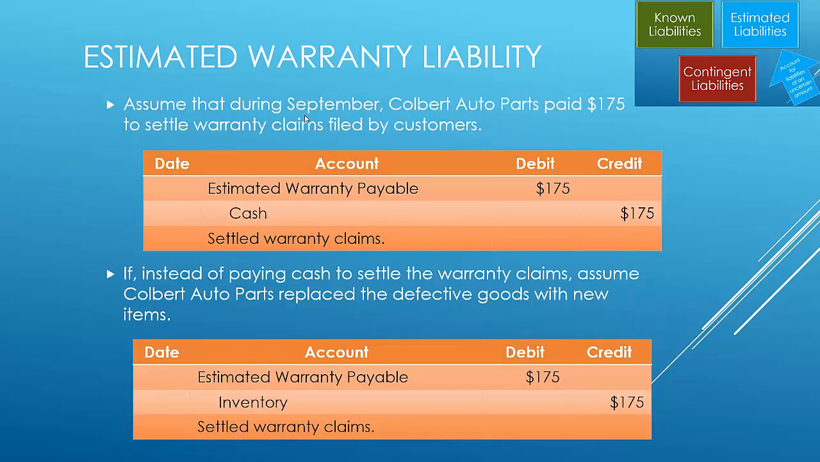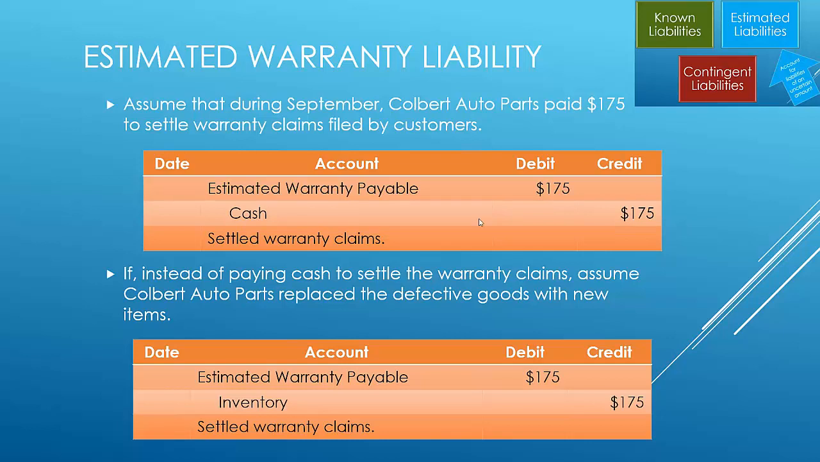So assume that during September they paid $175 for a warranty claim. Customer came in, said my part's not working, I need it fixed, I want a replacement, whatever. So in this case, for the $175, now they're backing out $175 out of the payable account. Please notice that the warranty expense account has already been debited and is not dealt with at the time that the repair takes place. Okay, and in this case, I guess they refunded the customer for $175.